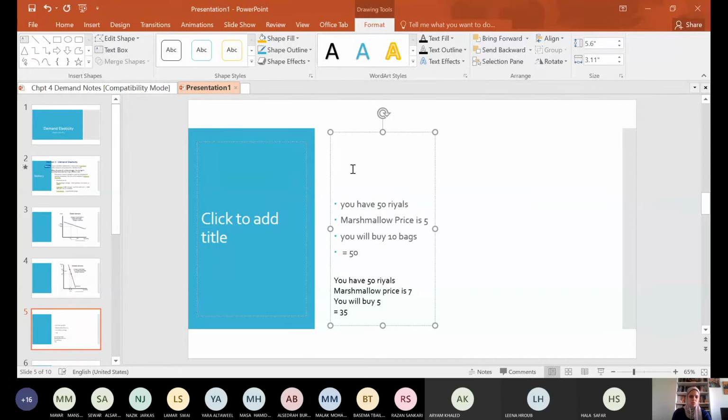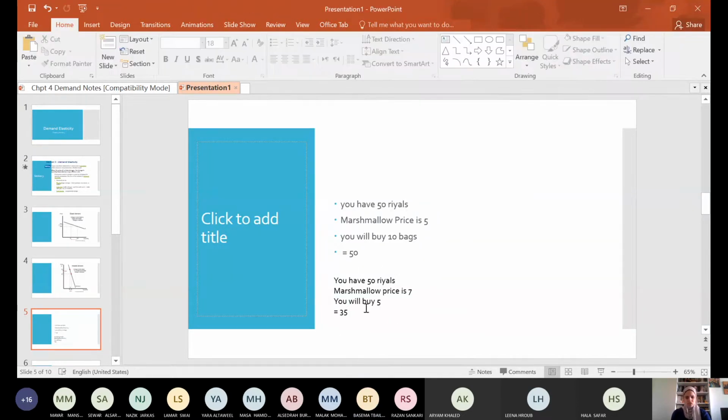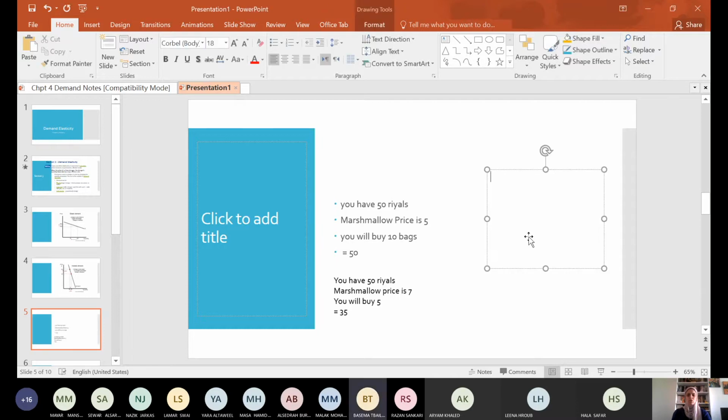So this is called what? This is called elastic, that there is a great change. When he increased the price, he lost. But what happens in the other case? In the other case, you cannot live without sugar. So you have 50 riyals. Sugar, a kilo, is 10 riyals. You buy how many? You buy 5 kilos, equal 50.